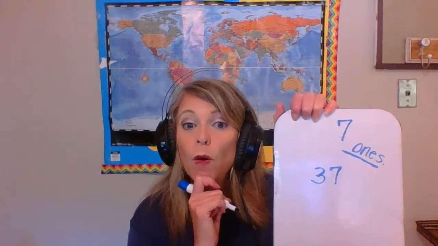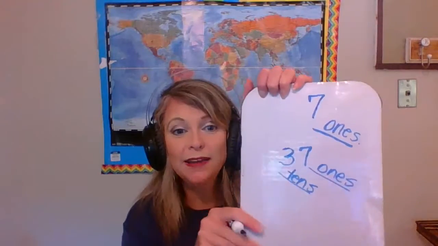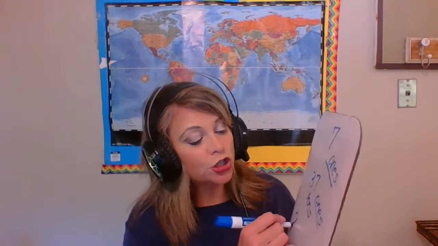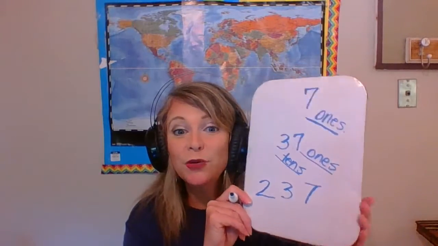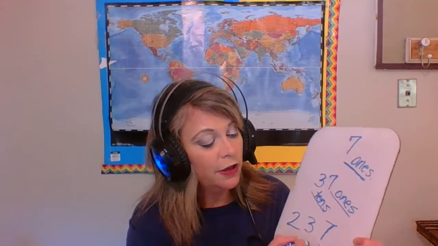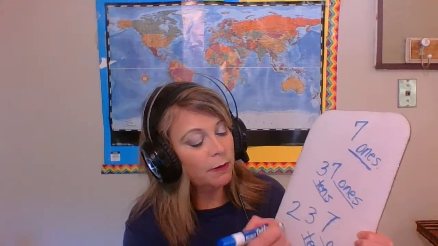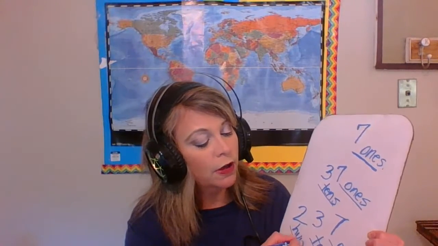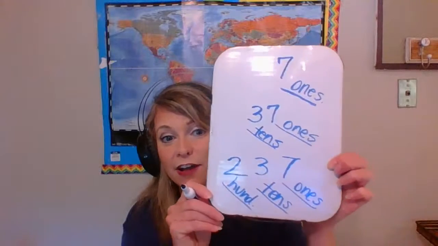7 ones. When you have 2 digits, like 37, what place value do you have here? 3 tens and 7 ones. Good, okay? Now, let's take another number, 237. What place value are you using here? 7 ones, 3 tens, remember, and 2 hundreds. I'm going to abbreviate there, hundreds, okay?